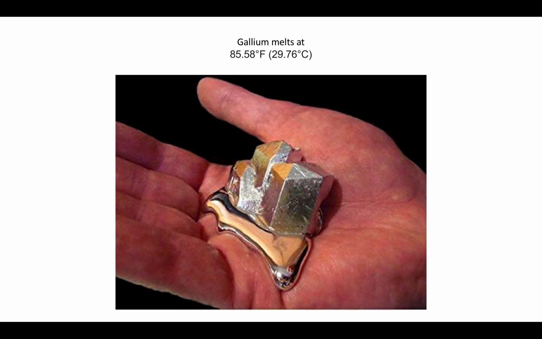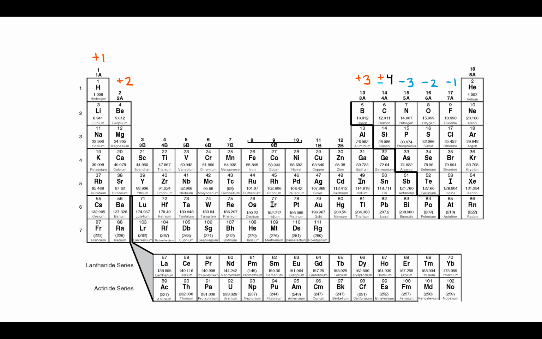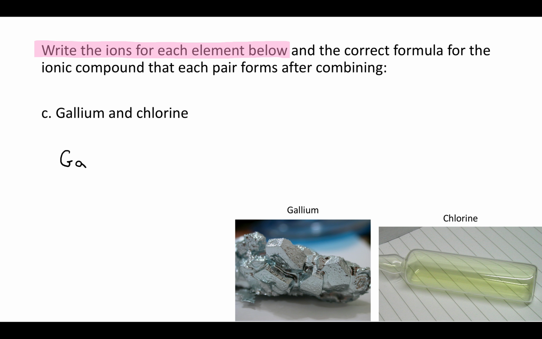But our body temperature, the human body temperature, is around 98 degrees Fahrenheit. So if you hold gallium in your hand, that's above its melting point, and it'll start to melt in your hand. Gallium is toward the right of the periodic table in group 3A. Because it's in group 3A, it has a plus 3 charge. So to write a gallium ion, you'd write Ga with a plus 3 in the top right corner.